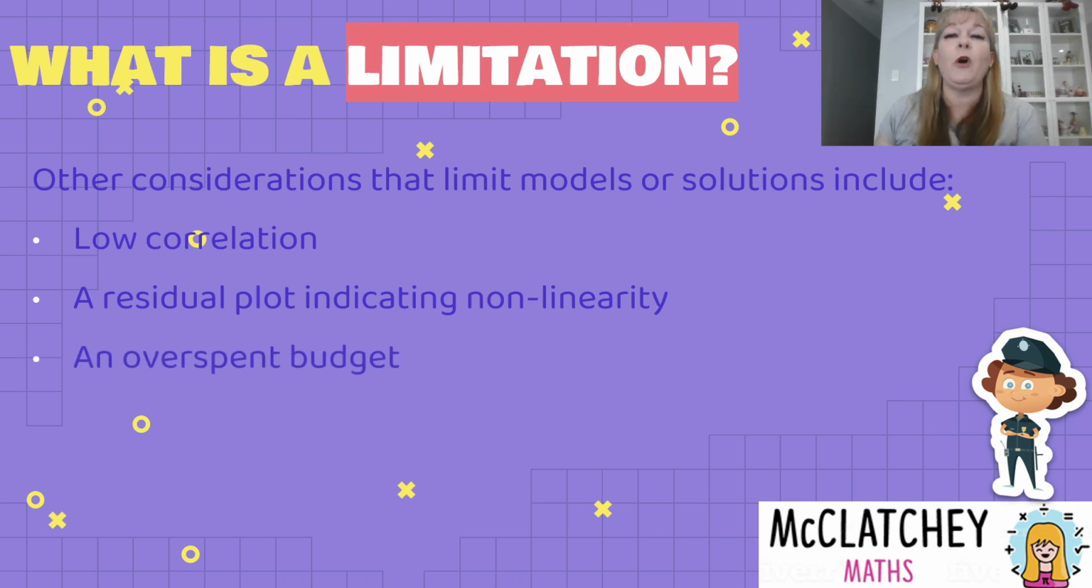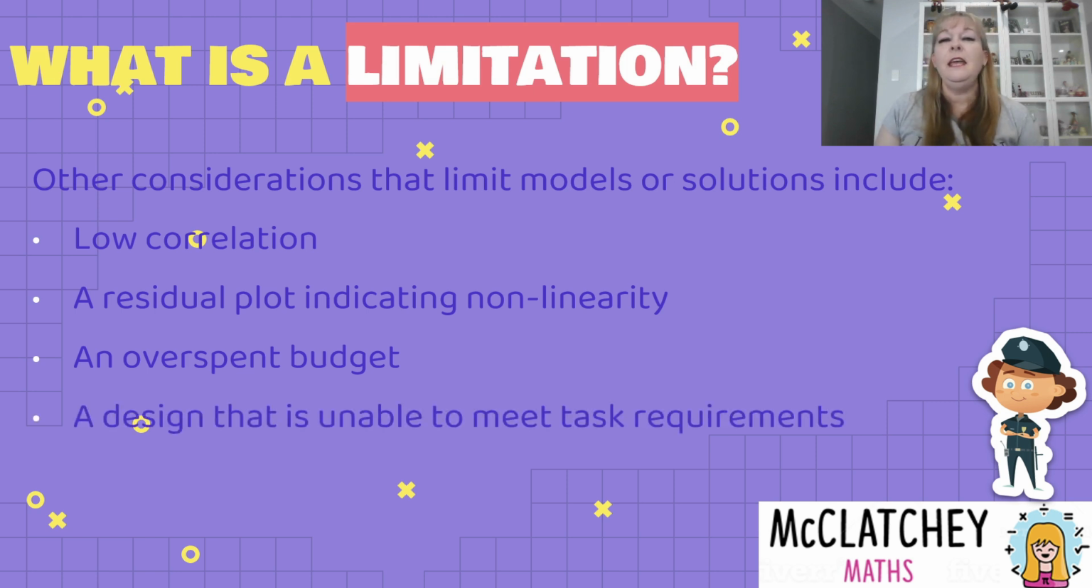If you're doing an assignment on budgeting and you ended up with an overspent budget, then that's a limitation because the person cannot survive on the budget that you've created using all of those observations and assumptions that you did to create that budget. If you had to come up with a design such as a renovation plan, a floor plan, a scale model, a recommendation for a solar system, something like that, and that design doesn't actually meet the requirements of the task, then that is a limitation as well.